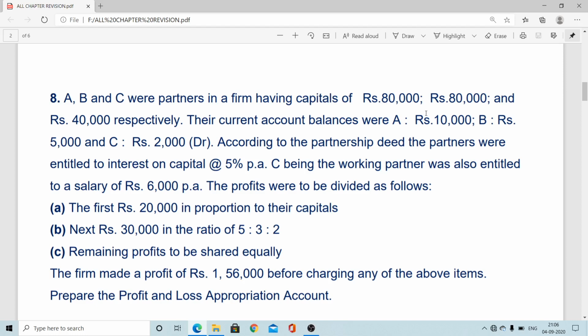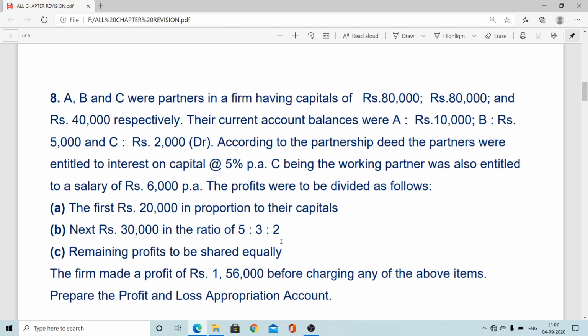This is the capital ratio: 80,000, 80,000 and 40,000. If you calculate, it is coming 2:2:1. Next 30,000 in the ratio 5:3:2, and above that the remaining profit will be distributed equally, that is 1:1:1. Now the profit earned in the particular year is 1,56,000. So how will we calculate the share of profit?